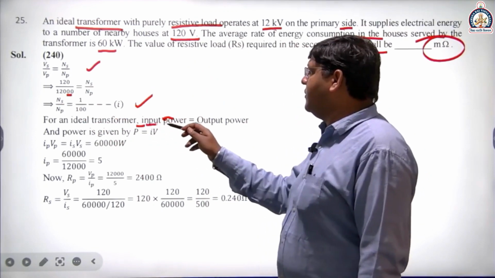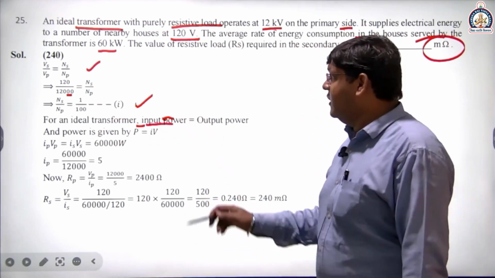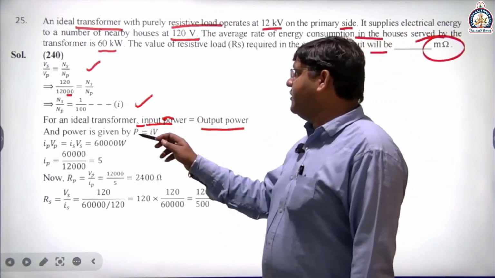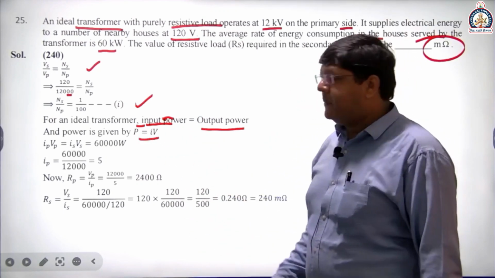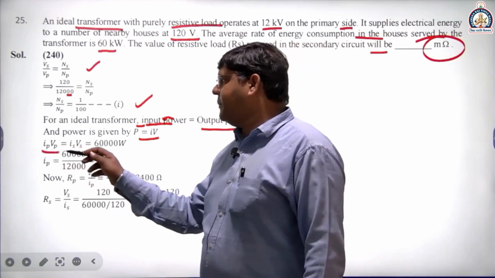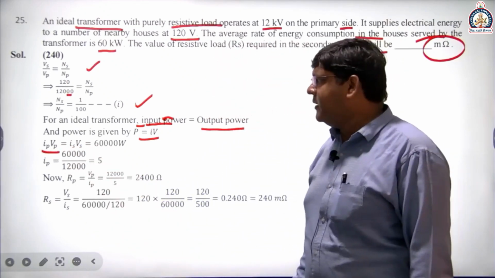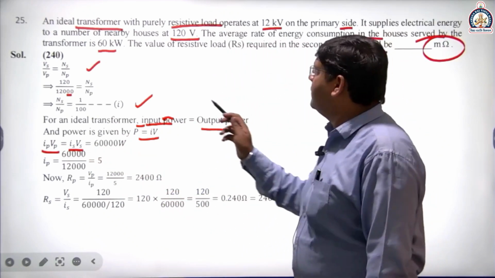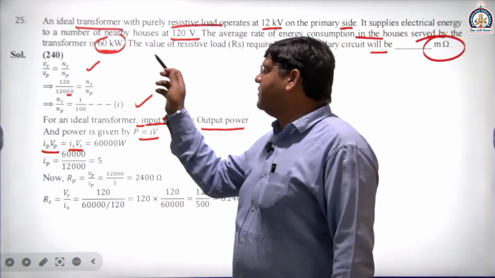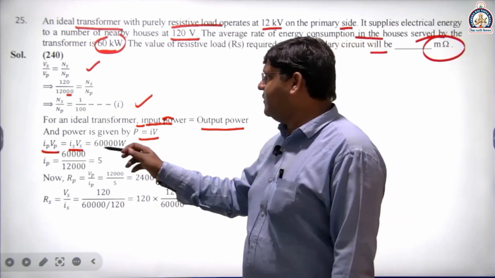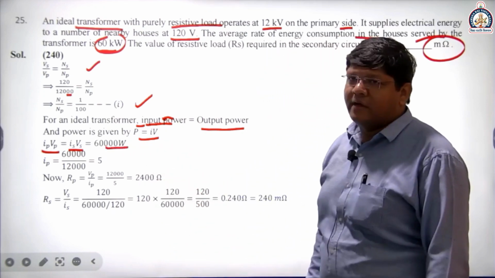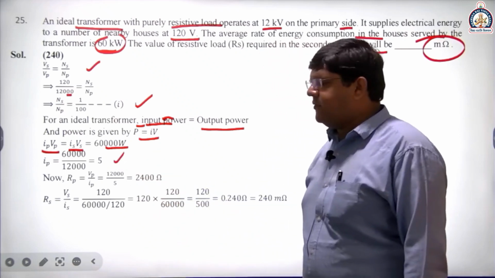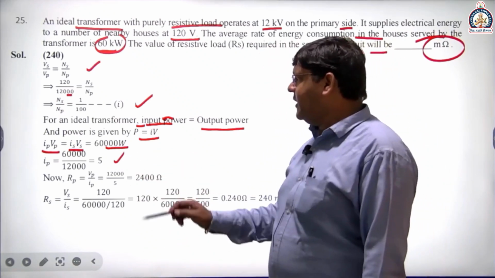According to the question the transformer is ideal. For an ideal transformer there is no loss. No loss means input power is equal to output power, and the power formula is V into I. Input power is the primary power, Vp Ip, and the secondary power remains the same. What is the value? That is 60 kW. K means 1000, that means 60,000 watt. On solving we get Ip is equal to 5. So we get primary current as 5.